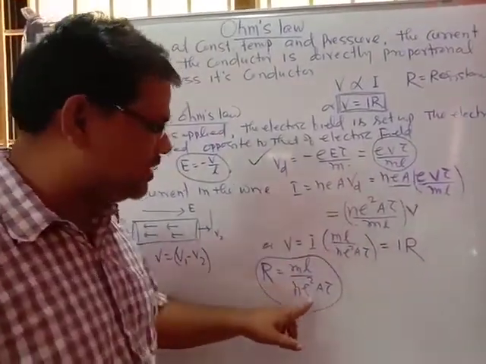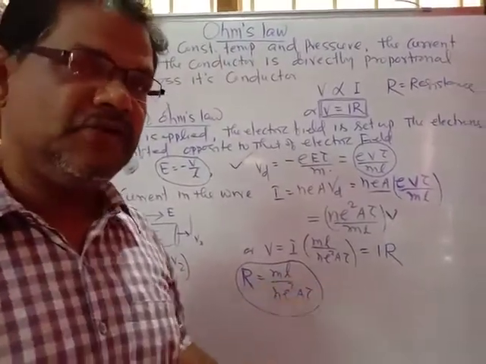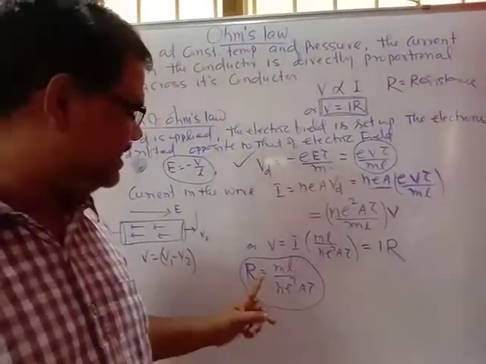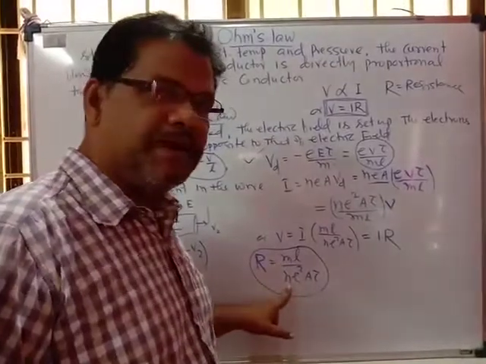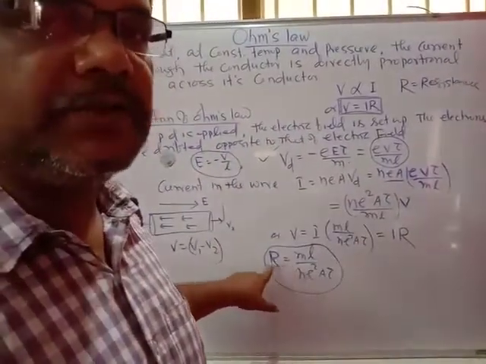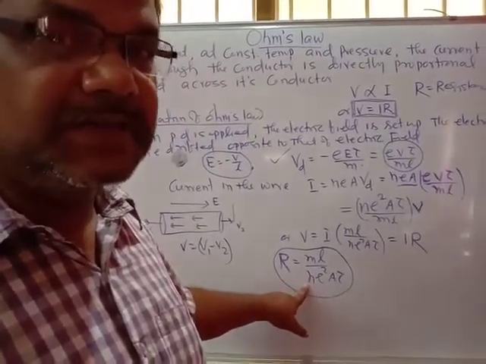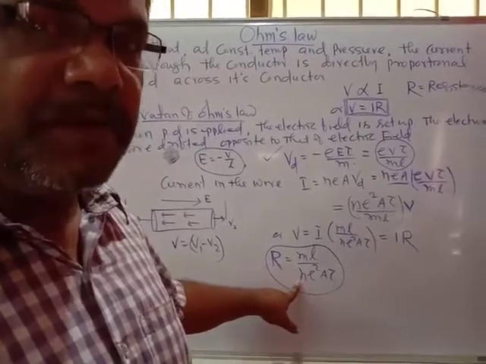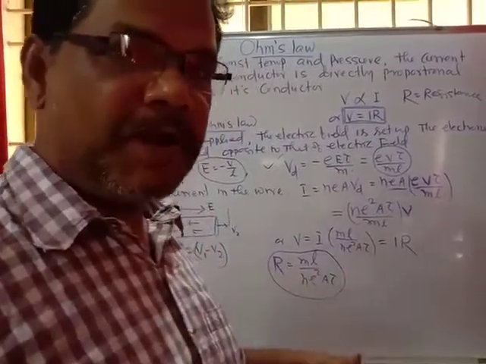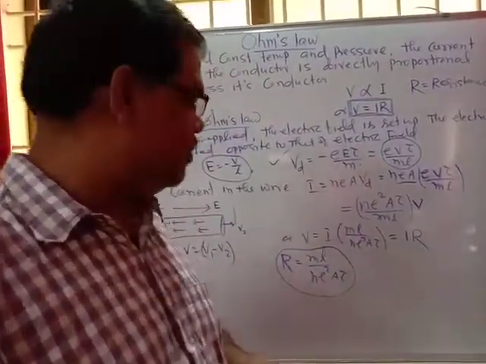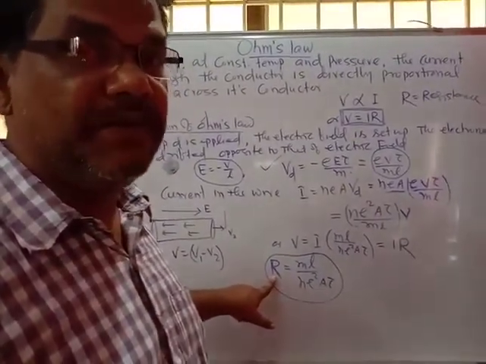From this expression, the resistance depends on L, directly proportional. If the length of the conductor is increased, the resistance also increases. For the number density N, the more the number density, the less the resistance. Copper and iron are conductors, and the number density of free electrons for copper is more than that of iron. More free electrons means more number density, so resistance will be less. If the resistance is less, the current obstruction will be less.